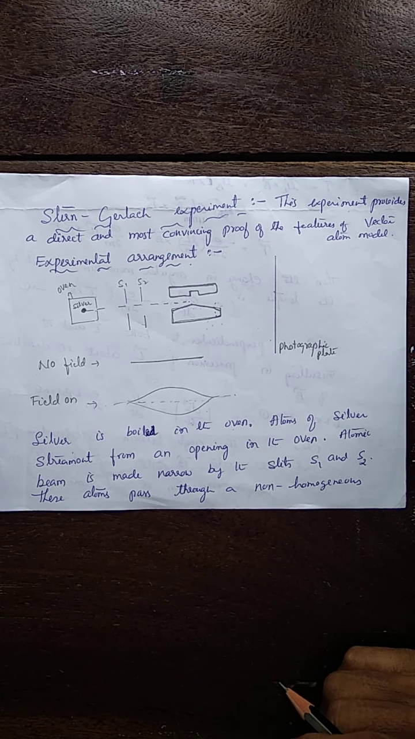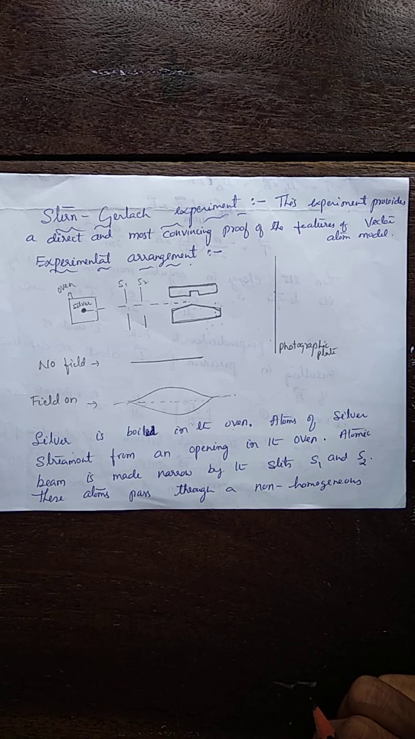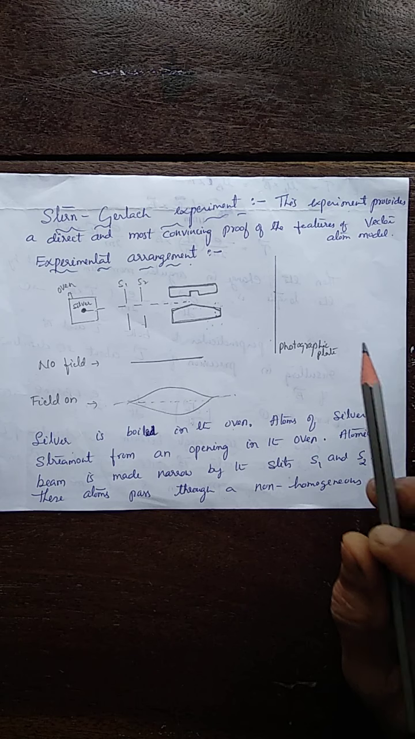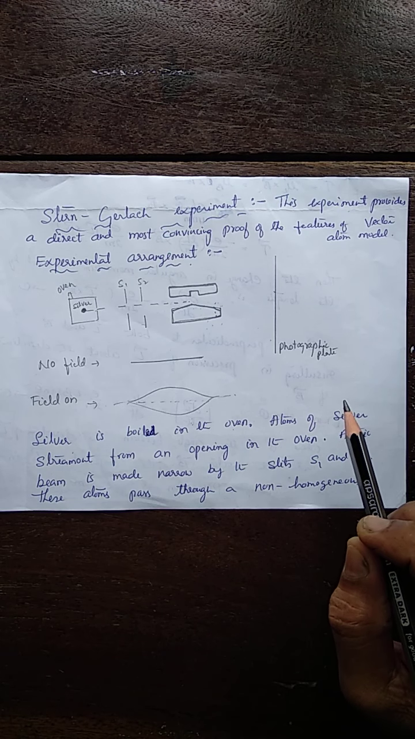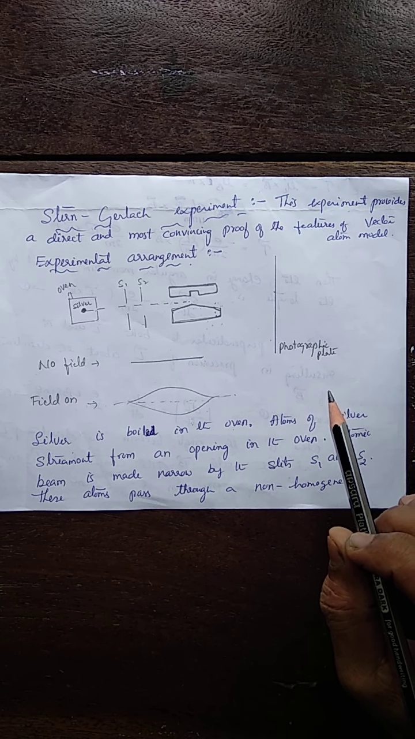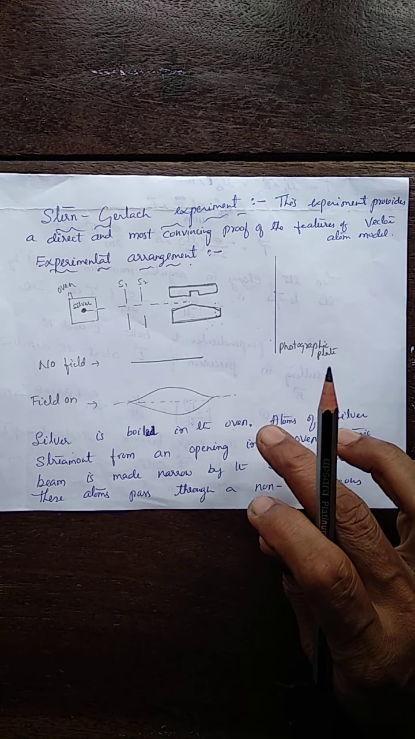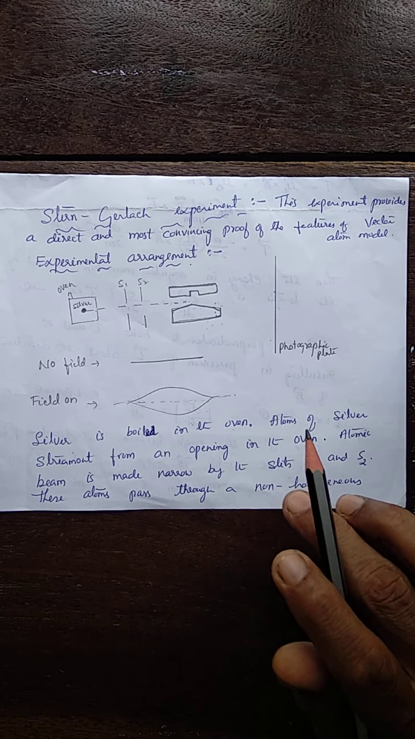Dear students, let us discuss the Stern-Gerlach experiment. This Stern-Gerlach experiment provides the experimental proof for the features of the vector atom model. The features of the vector atom model are space quantization and electron spin. These two are proved by this experiment.